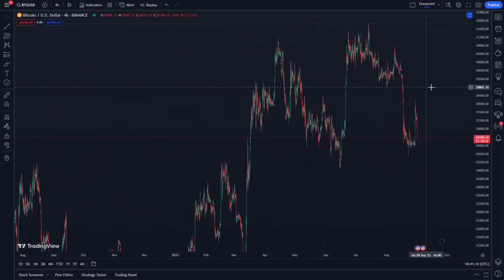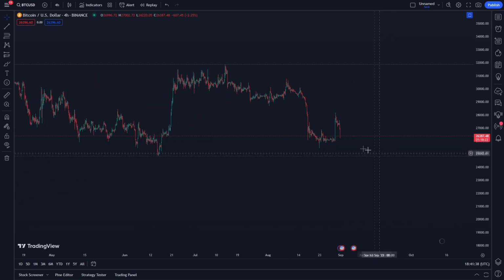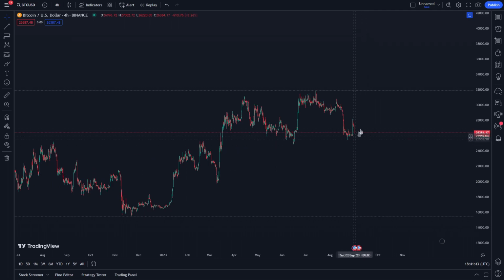Alright boys, quick update on Bitcoin and Ethereum. Somebody told me about this little move that happened a few minutes ago, and let me break it down with you all. I'll tell you what it is to me and what I'm looking for.